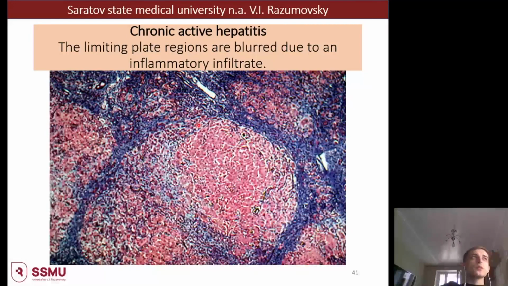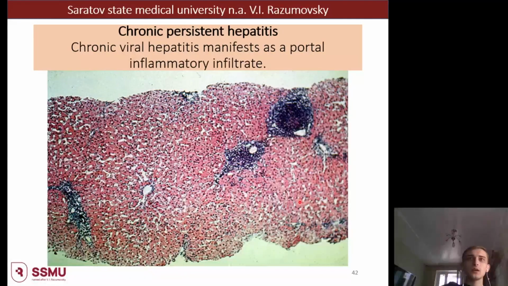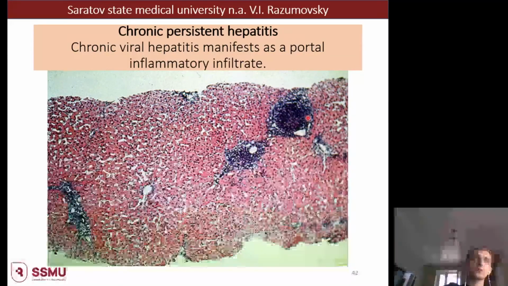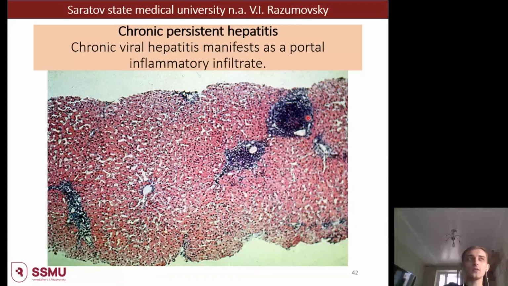The limiting plate regeneration is blurred due to an inflammatory infiltrate, so we can see it here, and in this part of the slide we can see accumulation of connective tissue, so these are pre-cirrhotic changes. Persistent hepatitis is characterized by accumulation of inflammatory masses in the portal tracts, in the place of the portal vein.